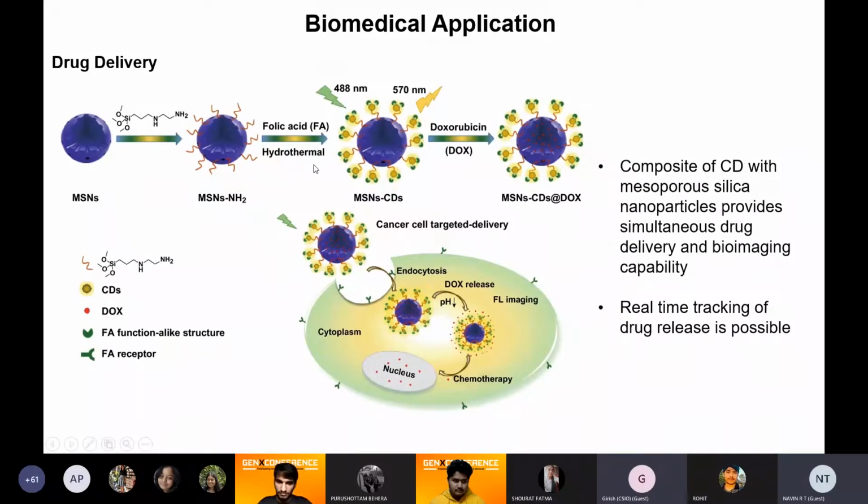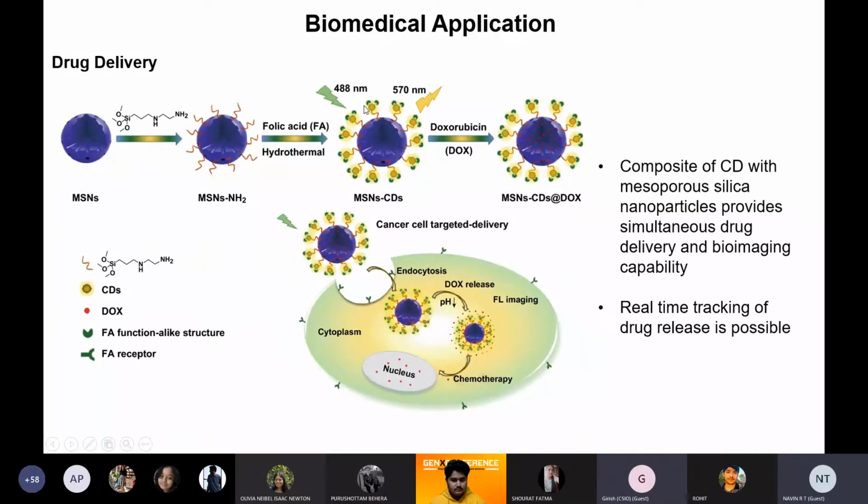and they did a hydrothermal treatment and converted some of the folic acid attached on the surface of this mesoporous silica nanoparticle to carbon dots which were fluorescent. When excited with 418 nanometer, they produced yellow color emission at 570 nanometer.